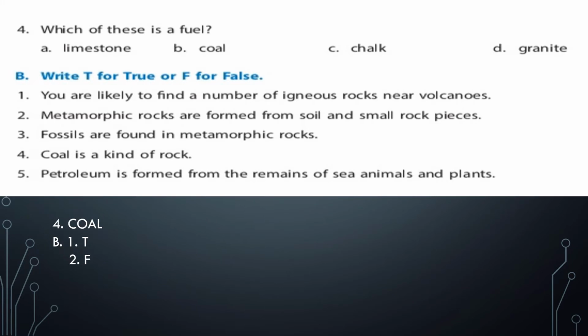Third one, fossils are found in metamorphic rocks. True or false? It is false. Fossils are found in sedimentary rocks. Then fourth question is, coal is a kind of rock. Is it true or false? Yes, it is true. Fifth question, petroleum is formed from the remains of sea animals and plants. True or false? It is true.